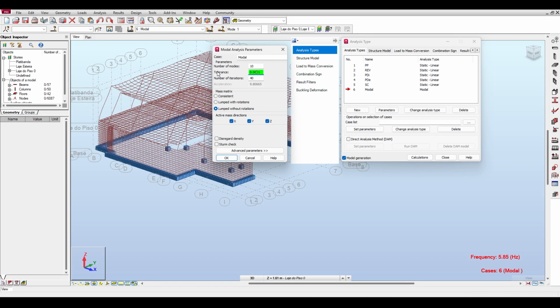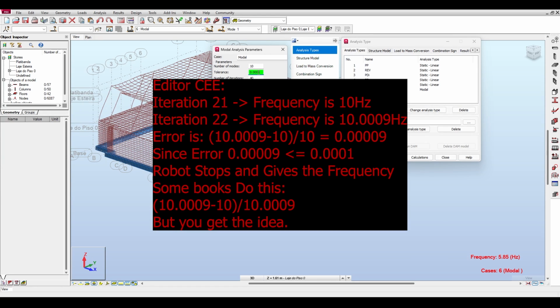So let me rephrase that. This is the error, the approximate error that allows Robot to stop its iterations. It is basically the value of the current iteration minus the value of the previous iteration divided by the value of the previous iteration. If this is less or equal to 1 over 10,000 in this case, it will consider it to be convergent. And it's pretty small.